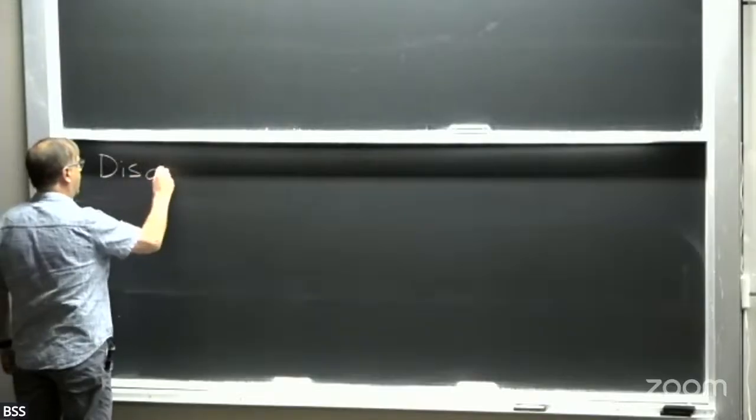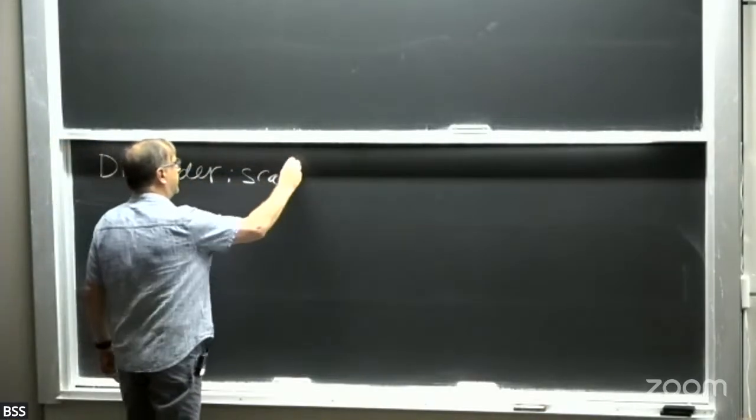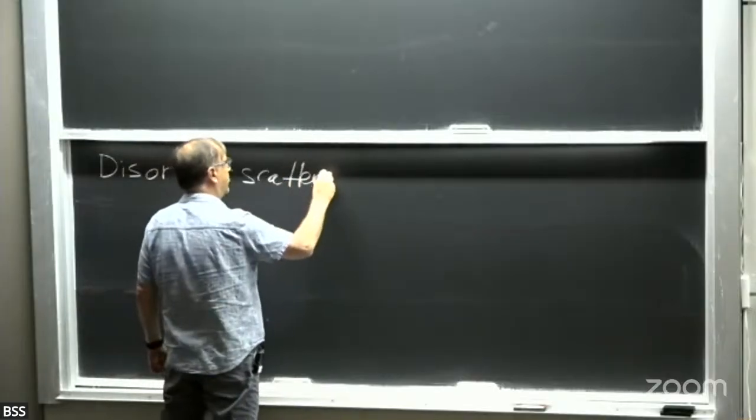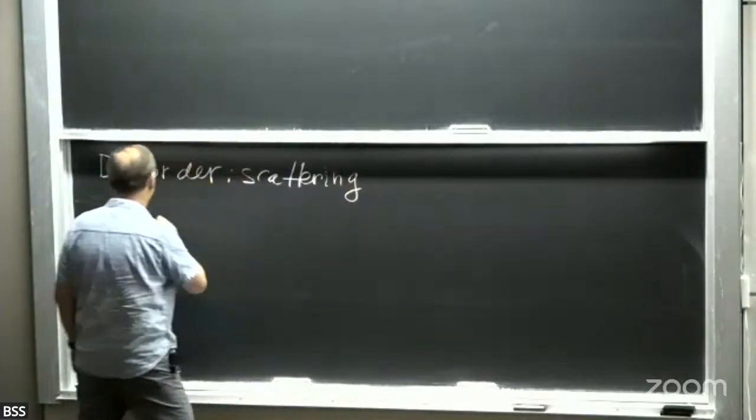All right, so now, since I mentioned the word disorder, let's start with the canonical law, how we think about scattering by disorder in the framework of the Boltzmann equation.